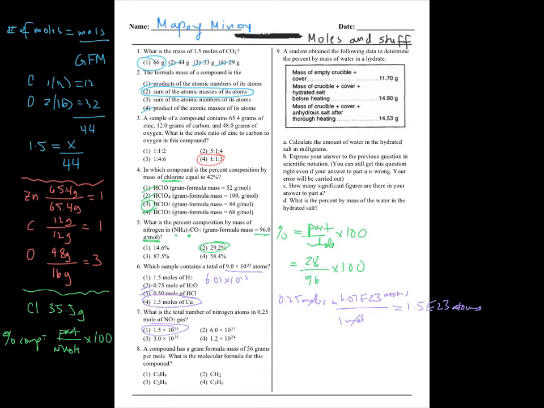Number 8. A compound has a gram formula mass of 56 grams per mole. What is the molecular formula for this compound? So the easiest way to go about this is to go through each of those choices and calculate the gram formula mass. Easy enough, the elements are carbon and hydrogen, so these numbers you should already be familiar with. Carbon is 12, hydrogen is 1. So let's look through each of these choices.